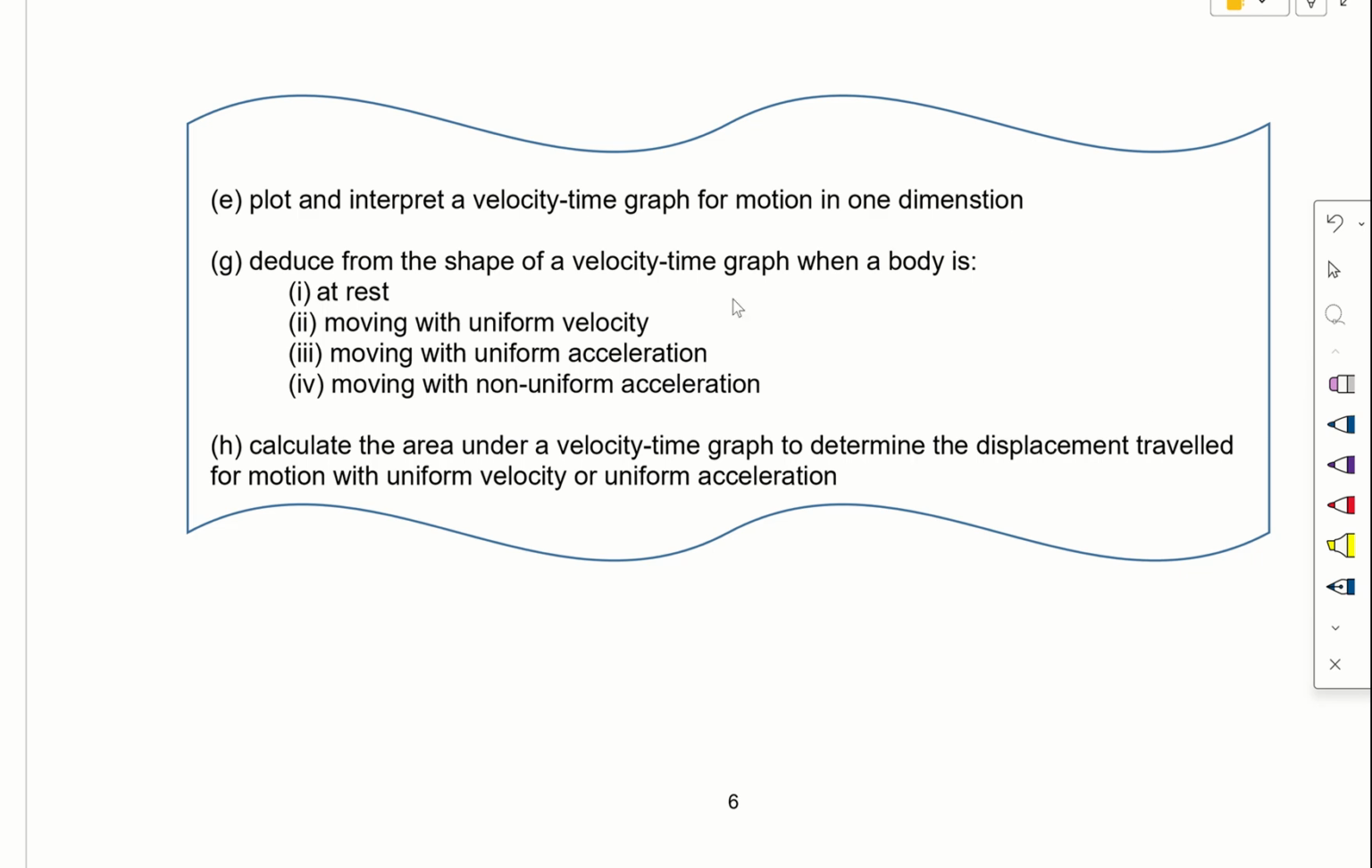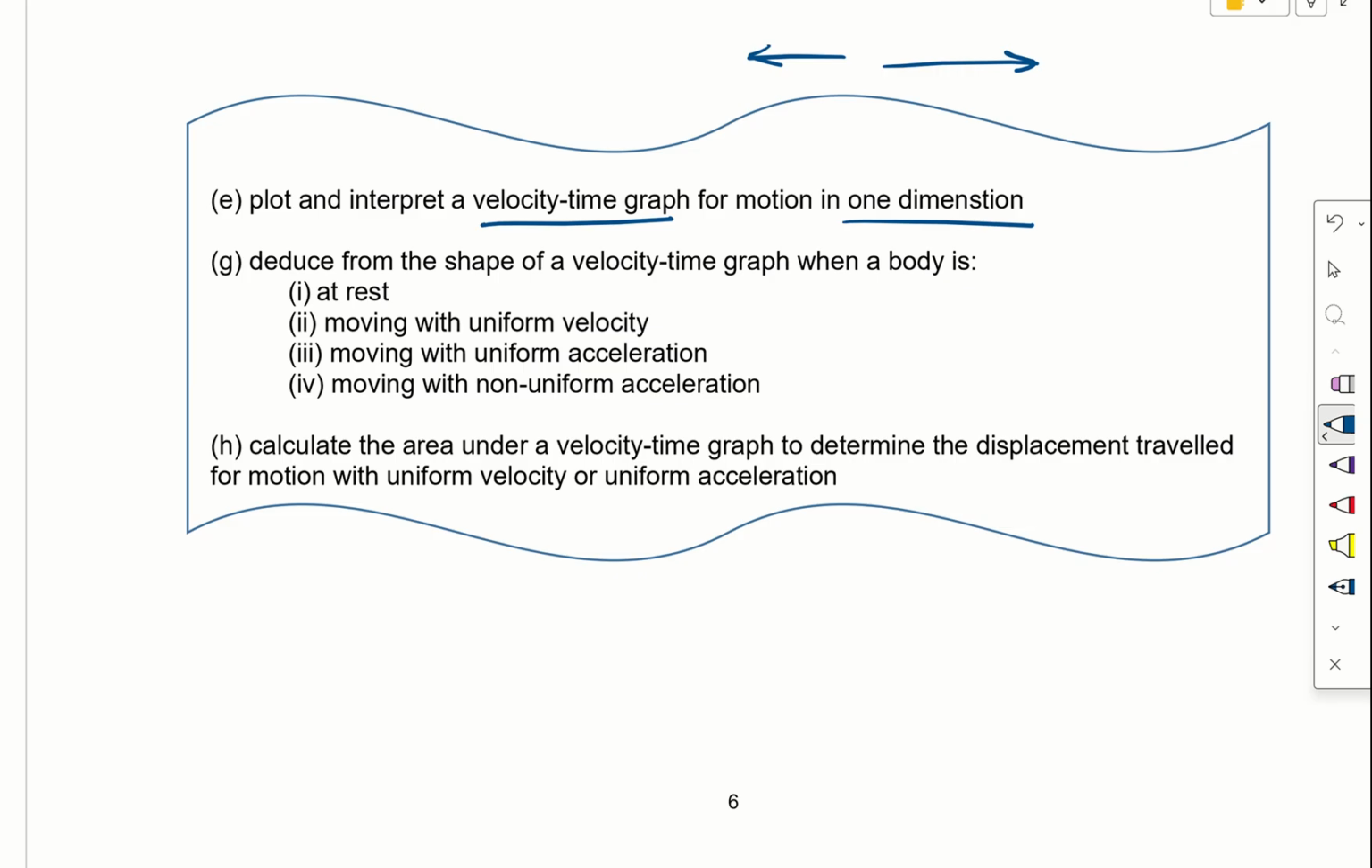Okay, for this video, we'll be going through kinematics, success criteria E, G, and H. Success criteria E is plot and interpret a velocity time graph for motion in one dimension. So it's either going forward or backward. This is one dimension, right?